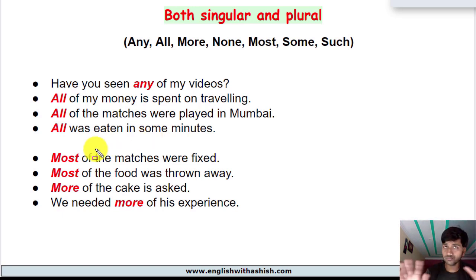Most. Most means a lot of the given item or the given noun. Most of the matches, plural noun. Most of the matches, more than one unit. Most of the matches were fixed. Most of the matches are fixed. You can't say is or was, that is incorrect, because most is referring to a plural noun. Most of the matches were fixed.